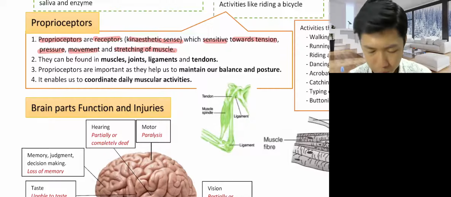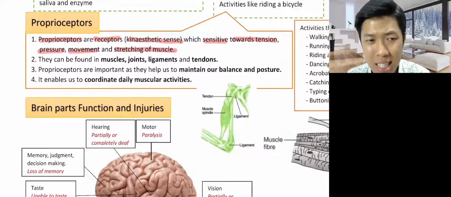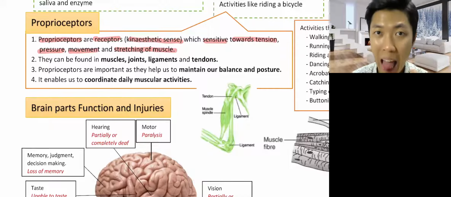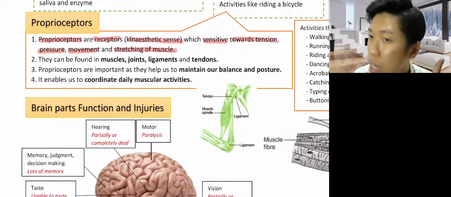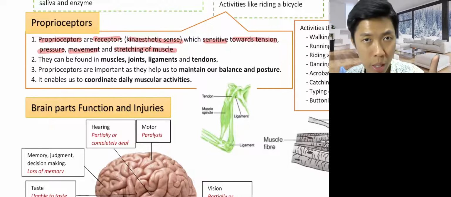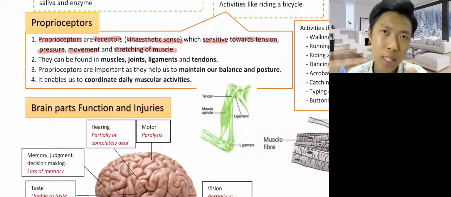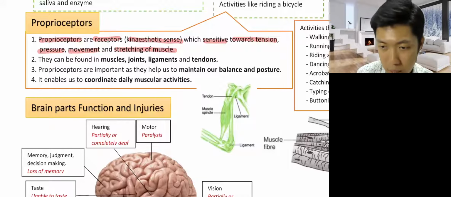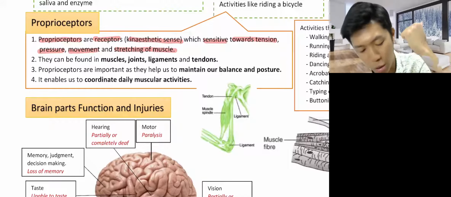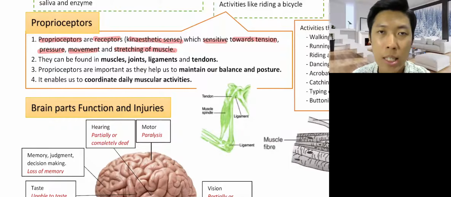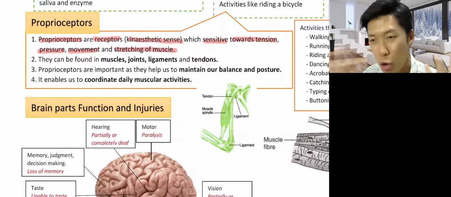Kinesthetic sense is sensitive towards tension, pressure, movement, and stretching of muscle. Like your eye, the receptor for the sense of sight, is sensitive to light. The stimulus is light. Your tongue is sensitive to chemicals. Your ear is sensitive to sound, sense of hearing. Your nose is sensitive to chemicals, sense of smell. So your proprioceptors are sensitive towards tension, pressure, movement, and stretching of your muscle. It's called kinesthetic sense. All of these are actually for your movement.